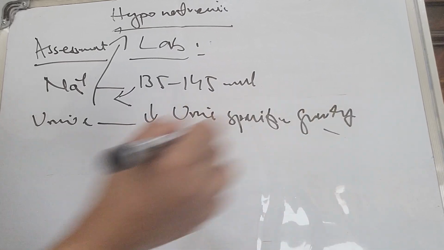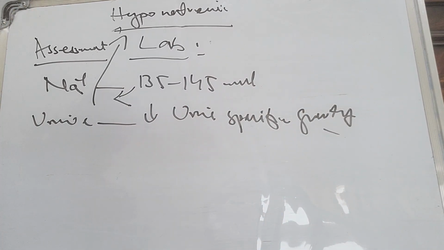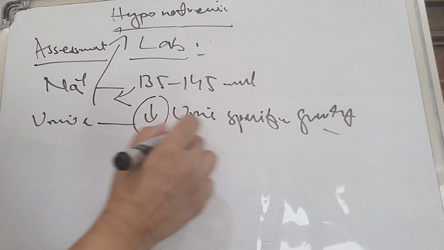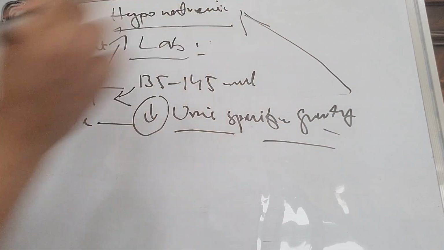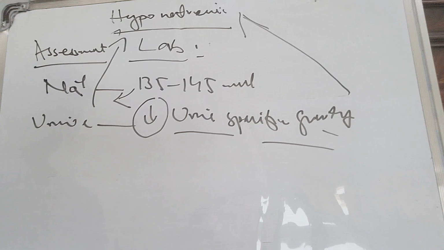Why will urine specific gravity be decreased? The patient has increased urine output, and due to diuretics, there is less sodium in the body. Our sodium is diluted with the fluid, and due to dilution the patient has decreased urine specific gravity, which we can see in hyponatremia patients.